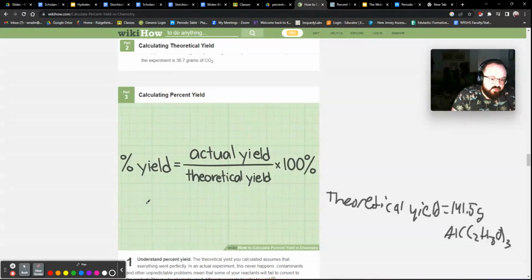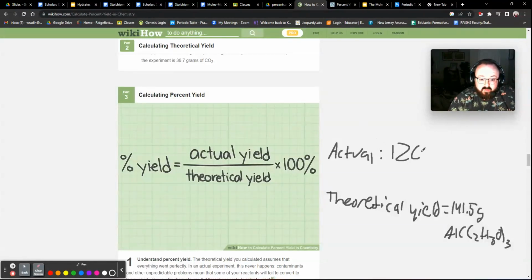So my theoretical yield for my last example was 141.5 grams of aluminum acetate. So let's say you did that reaction. You mix those two things together, and you actually only got... So this is equivalent to us in our lab measuring our calcium carbonate that we actually formed. How much of this did we actually form? And let's say in this reaction we formed 120.7 grams.